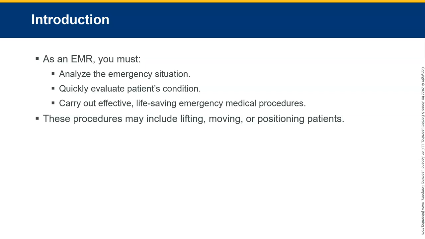In that same deal, we might be looking at how fast we're going to need to do this based upon the patient's condition. So we need to quickly evaluate the patient's condition, put all of that into a formalized plan for how we're going to do things, and then carry out effective, life-saving emergency medical procedures. So then we have to figure out how we're going to put all of that together and do it. Emergency medical procedures may include lifting or moving, positioning patients, assisting other EMS providers in moving patients, and then preparing them for transport as well.